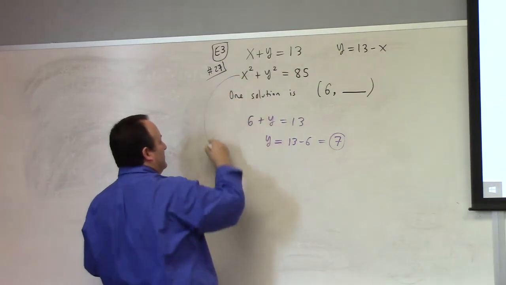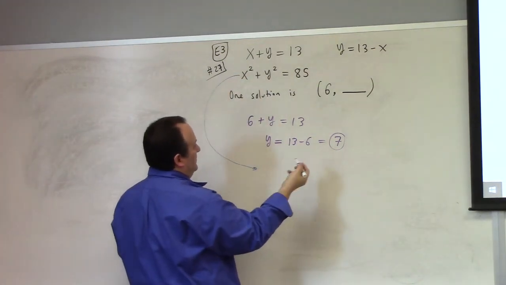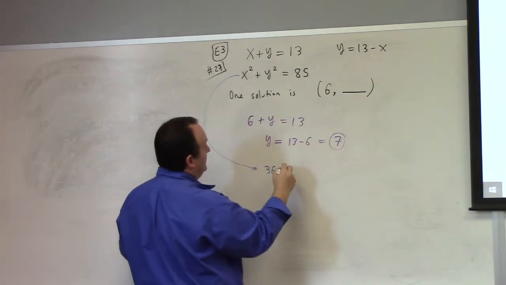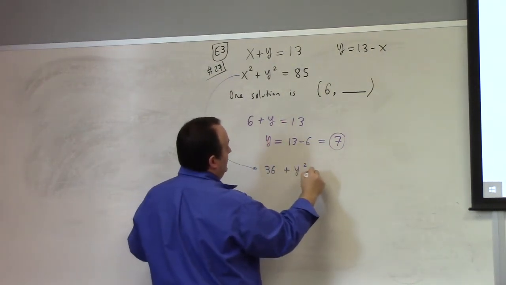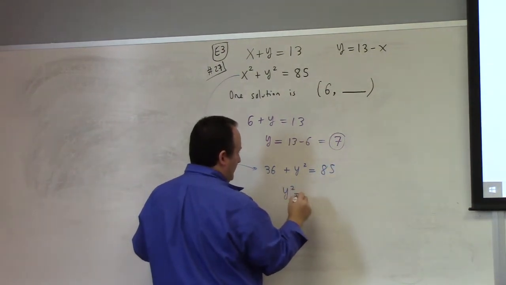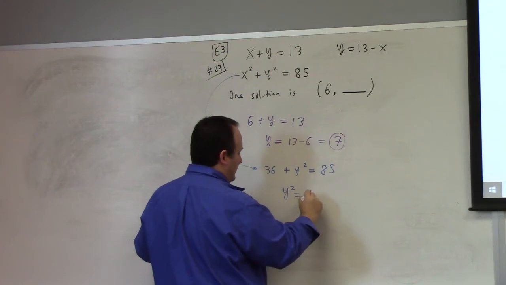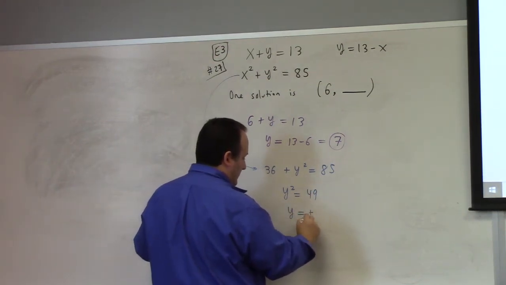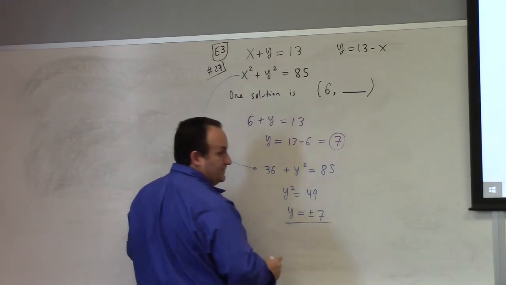The problem presupposes that in some sense. Here's what would happen though. This would give us 36, right? 6 squared is 36, plus y squared equals 85. Let's see where that leads us. y squared is 85 minus 36, which is 49. So this tells us y is equal to what? Plus or minus 7, yeah?